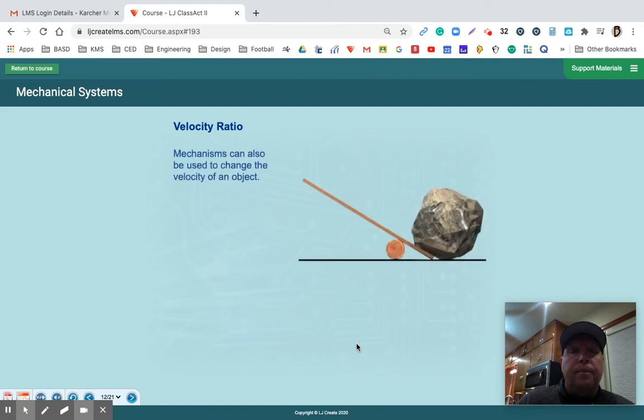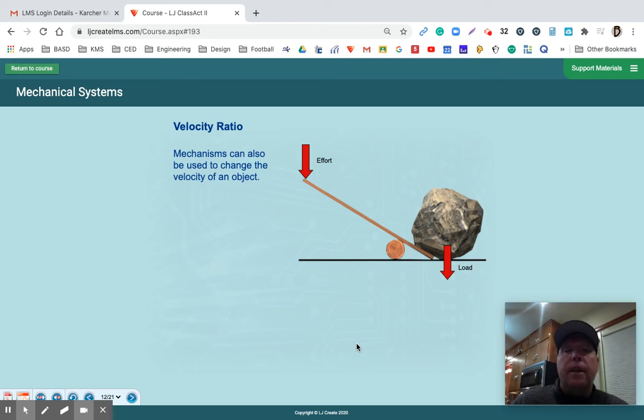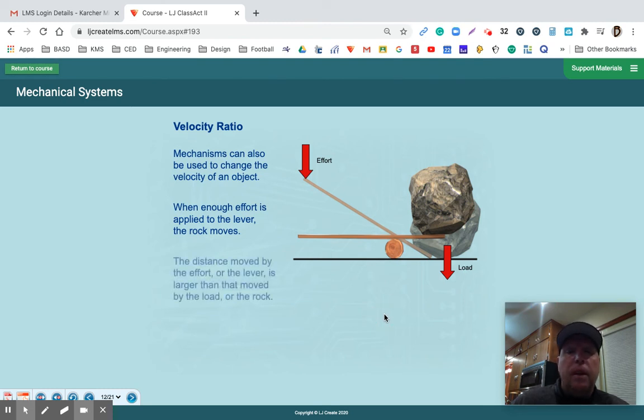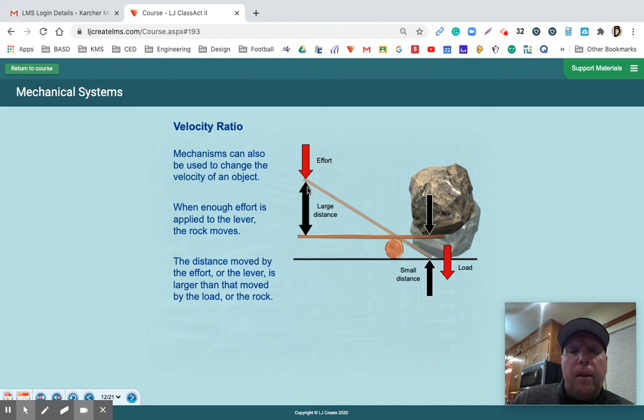Velocity ratio. A mechanism can also be used to change the velocity of an object. So again, we've got effort, we've got load here. When enough effort is applied to the lever, the rock moves. The distance moved by the effort of the lever is larger than that moved by the load, or the rock. So you have a large distance here.